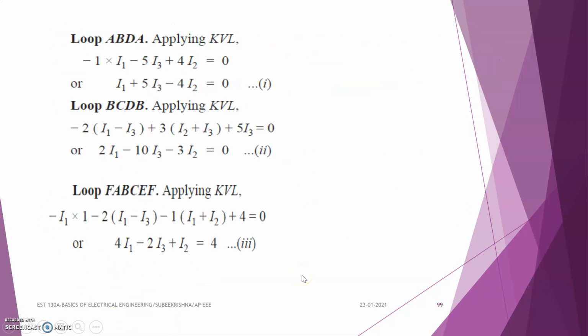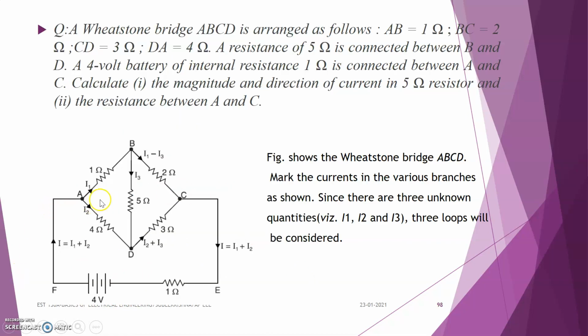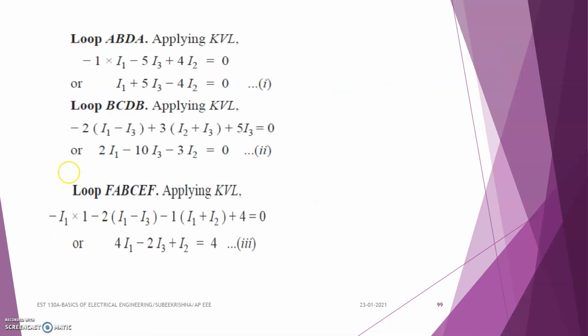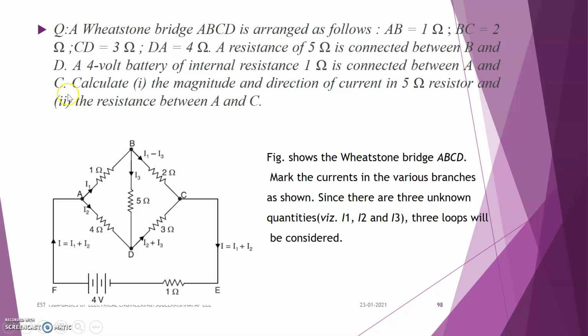For the loop ABDA, that is the first loop, we are going to find the branch currents. For the loop ABDA, we apply KVL, Kirchhoff's voltage law, to write the loop equation. First we assume the direction of current I1 is in this direction, and ABDA is the loop we are going to analyze. So we are going in the same direction as I1, so the voltage drop can be taken as negative.